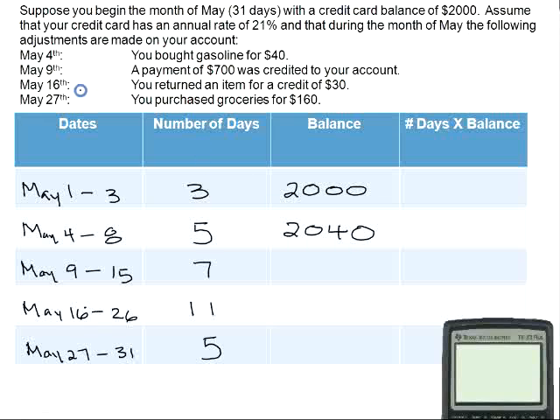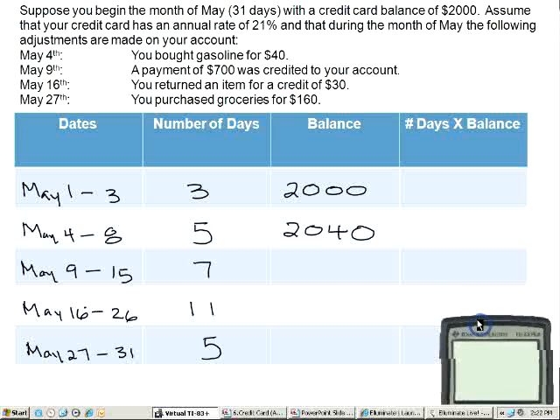But then on the 9th, that payment of $700 is credited to our account. So on the 9th, our balance is going to go down. It's going to decrease by $700.